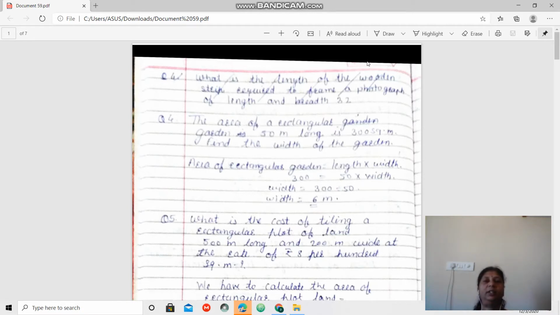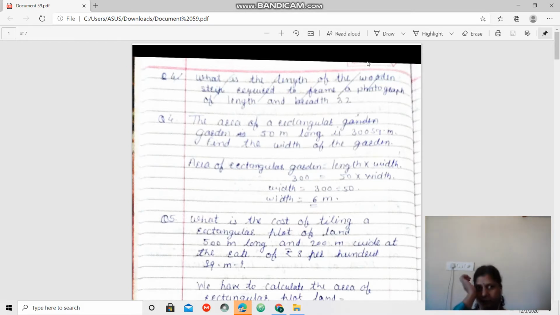The region enclosed in a closed figure is called the area, and now we are solving examples on area. Before solving, we have to understand only two formulas, right? Area of a square and area of a rectangle. What is the formula for a square? Side into side. And what is the formula for a rectangle? Length into breadth.